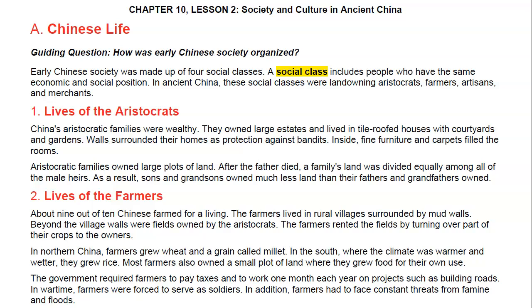Chapter 10, Lesson 2, Society and Culture in Ancient China. Chinese Life. As we read this section, think about the guiding question: how was early Chinese society organized?